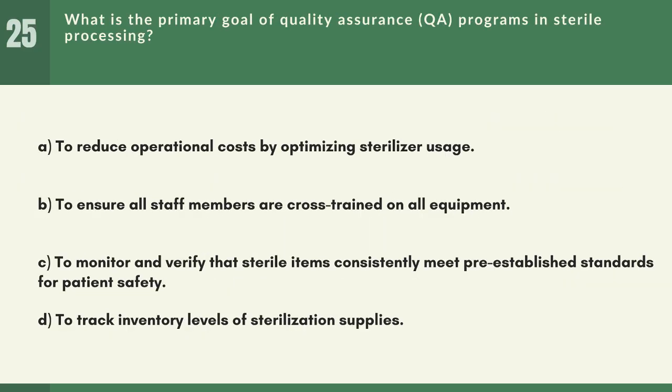Question 25. What is the primary goal of quality assurance (QA) programs in sterile processing? A. To reduce operational costs by optimizing sterilizer usage. B. To ensure all staff members are cross-trained on all equipment. C. To monitor and verify that sterile items consistently meet pre-established standards for patient safety. D. To track inventory levels of sterilization supplies.